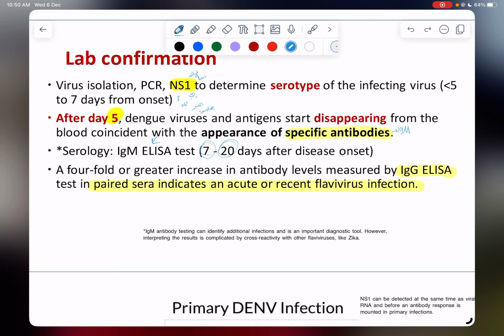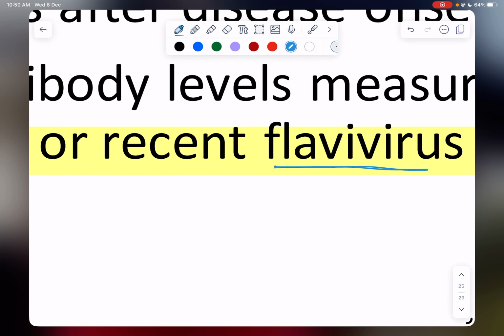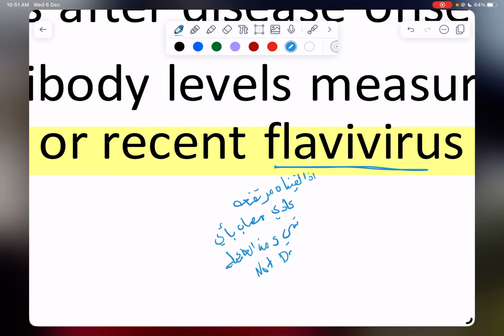This graph shows you the first days earlier on. One more thing: when you look at these slides, you will again get confused. Virus isolation culture can be done during the first few days. And PCR can be used to detect the viral nucleic acid in the first few days, along with NS1.